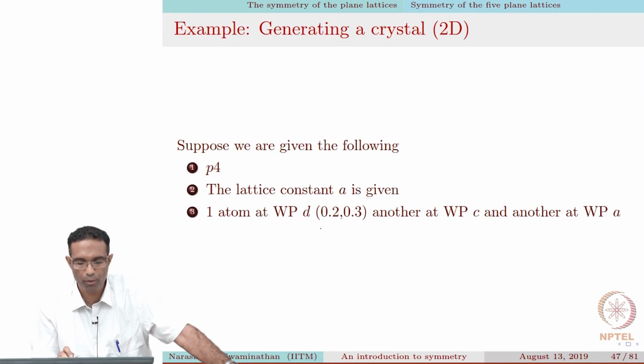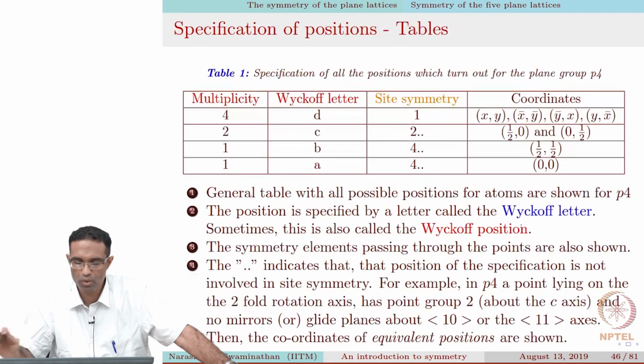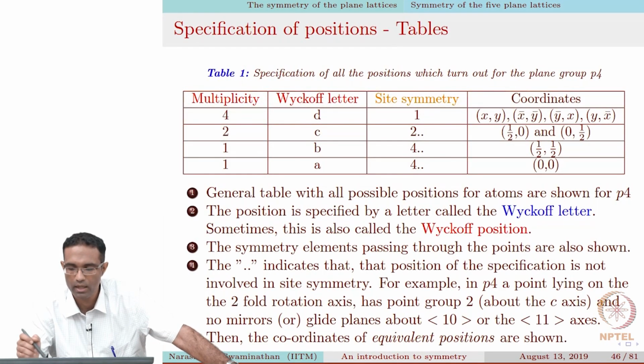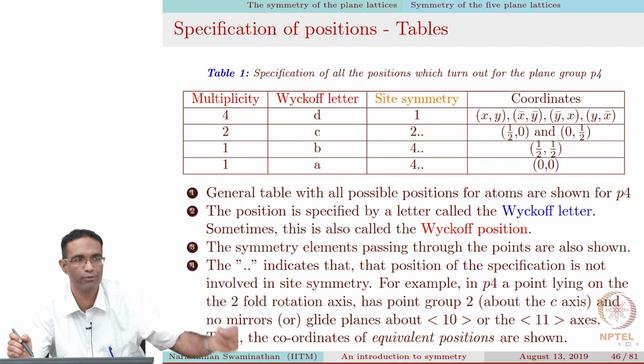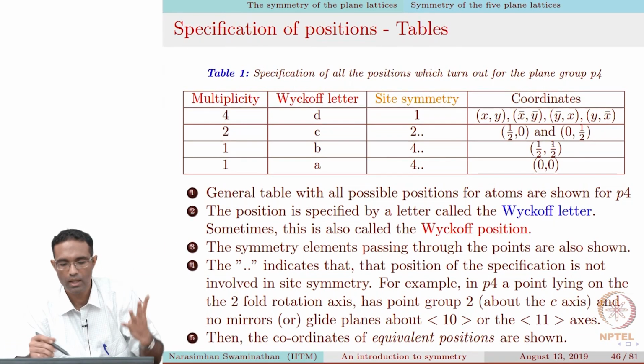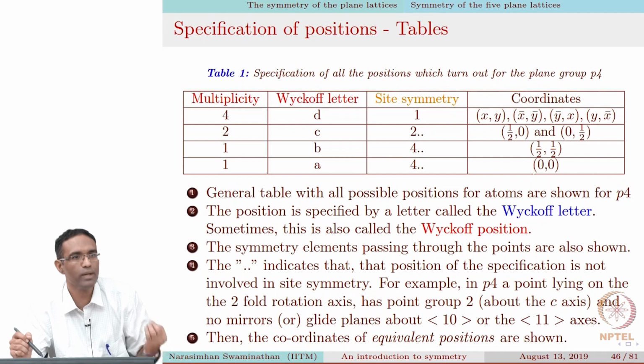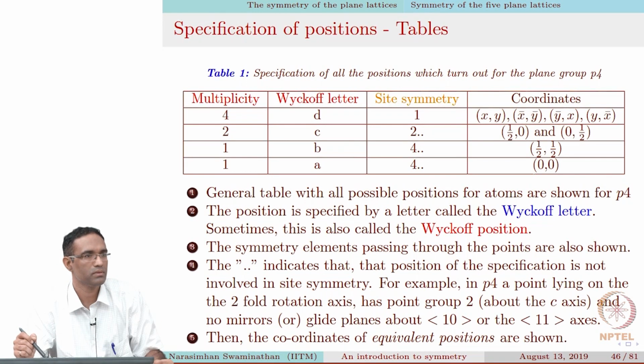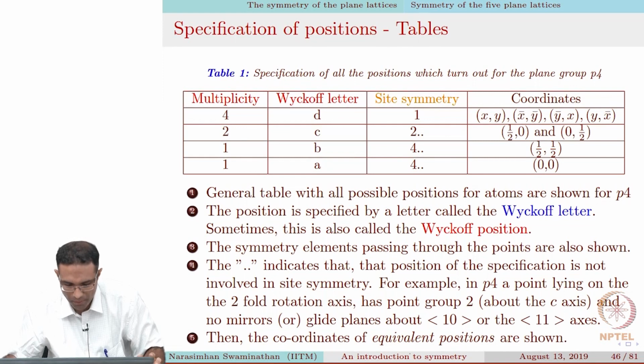So there is one atom at 0.2, 0.3, another at C, another at A. So you go count here. If it has at point D, then it has a multiplicity of 4. Therefore, there are 4 atoms within the unit cell, and then one at C. So there are 2 more. 4 plus 2, 6. Then there is one at A, 0 comma 0, 7. So you will get 7 atoms present per unit cell for this particular 2-dimensional crystal. Okay. Now this is a very important aspect.